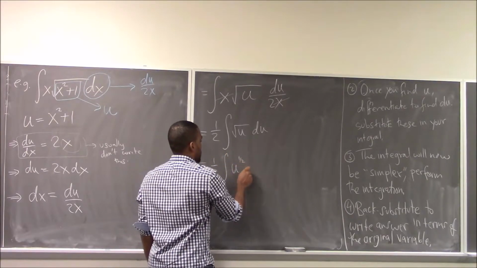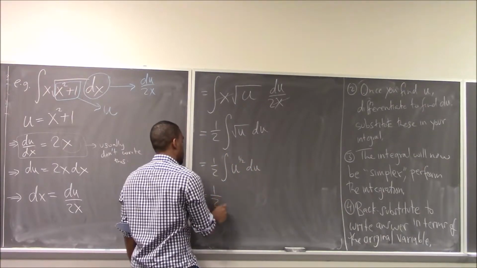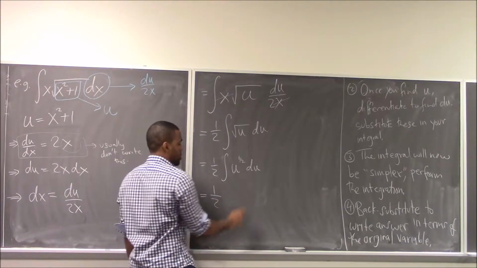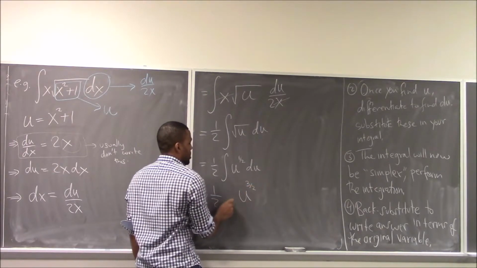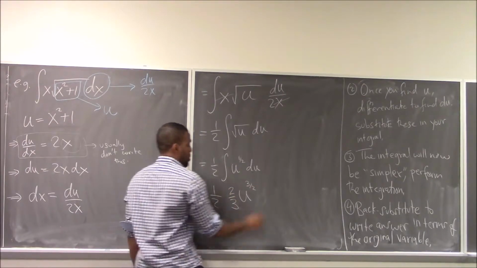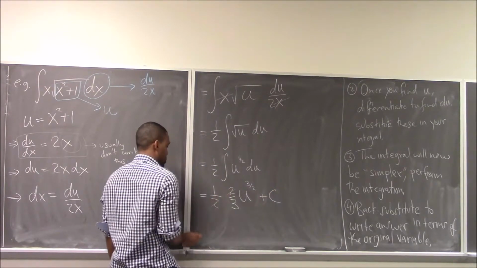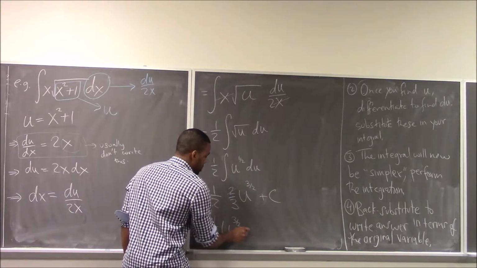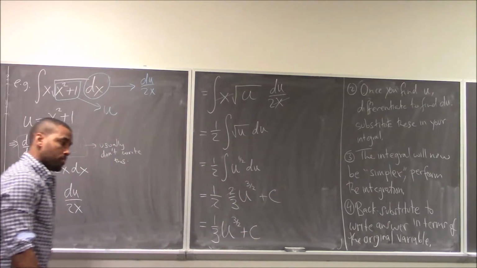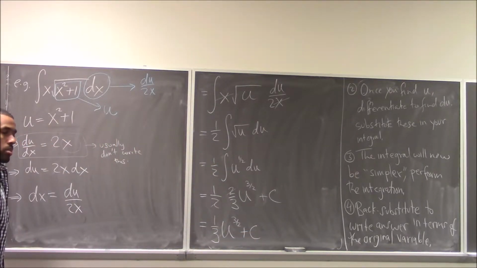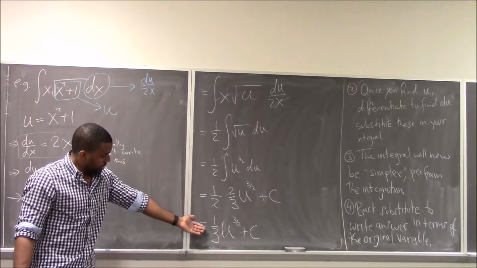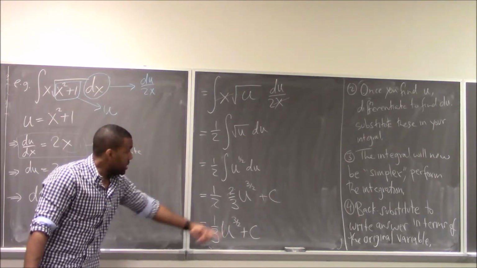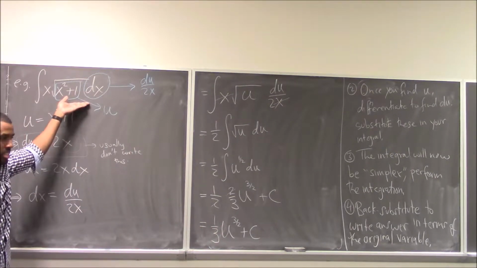So I rewrite this as u to the half, and perform the power rule. Add 1 to the power, divide by the new power. So this is 1/3 u to the 3/2. Now one thing you realize is that this is the answer, this is the integral. The problem is, there's a u in my answer. The original question has x as the variable.